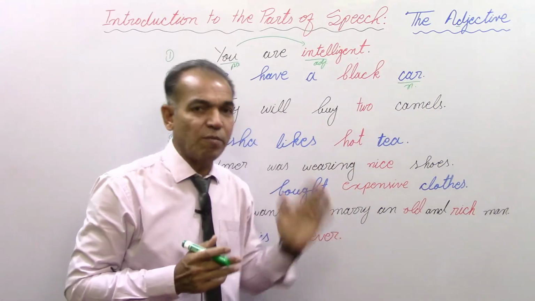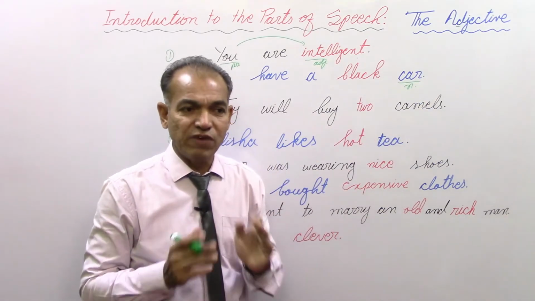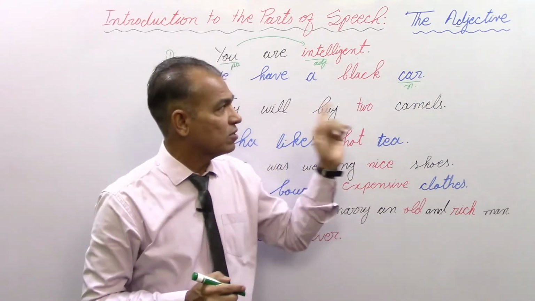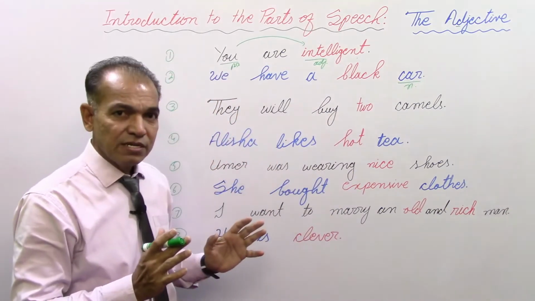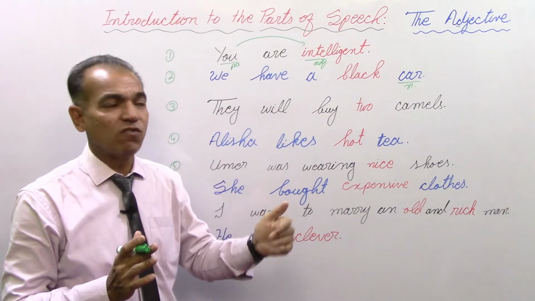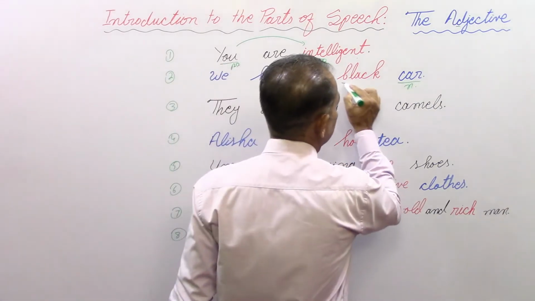provide some extra information about that car, about this noun. So if I want to give you some extra information about car, what I will do, I will use a word to give you extra information about that car. So what I have done, you can see here, I have used the word black.